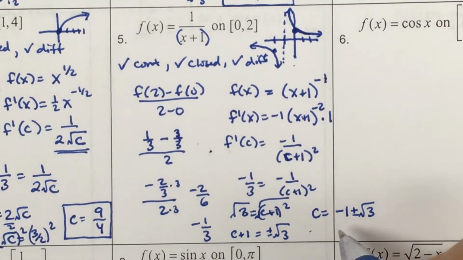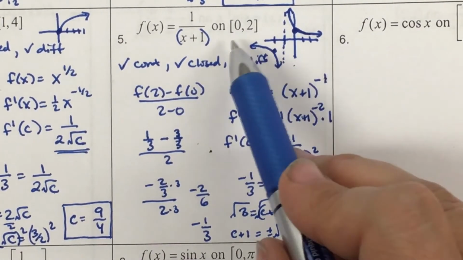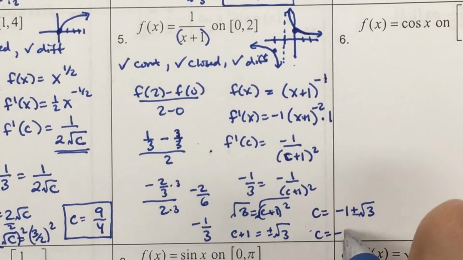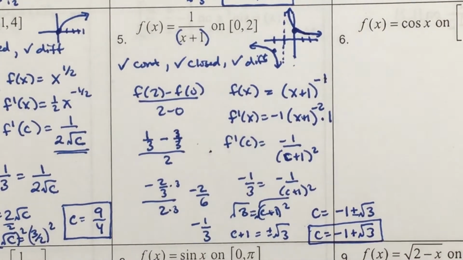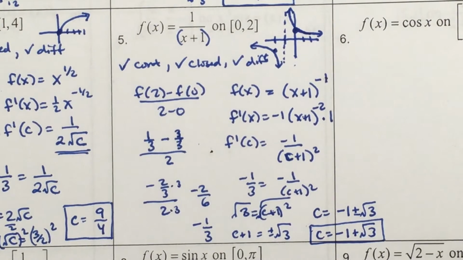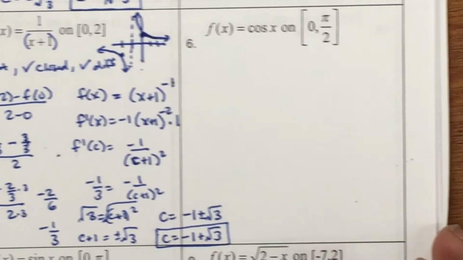So the only one that's going to work or be on that interval is the negative 1 plus the square root of 3. All right, now let's look at number 6.